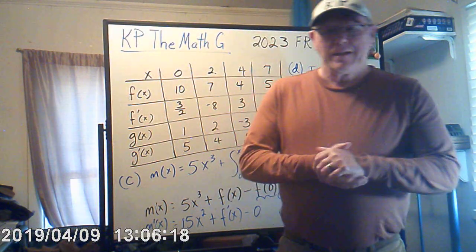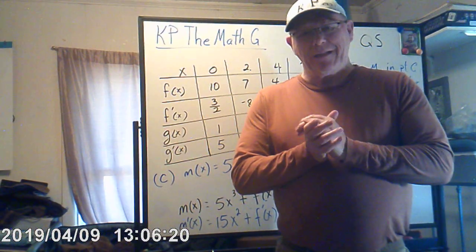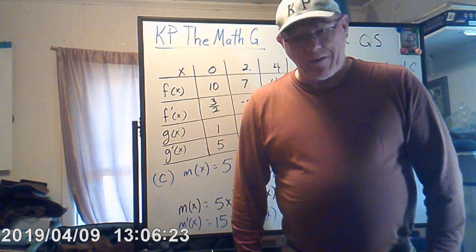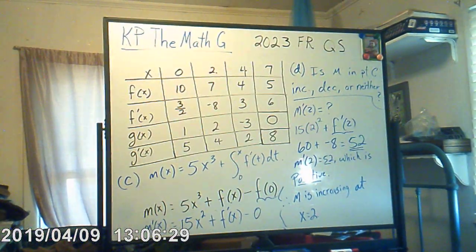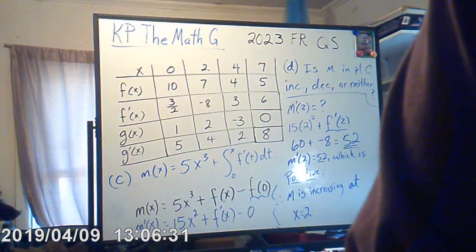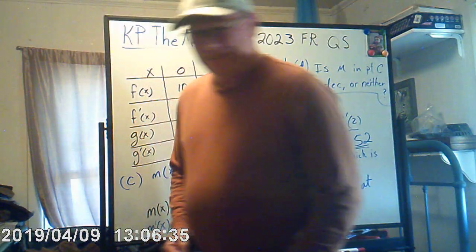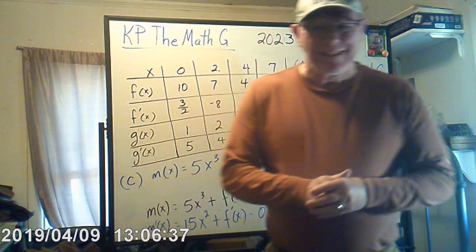So anyway, this is KP the Math G. My wife just shut the door, and I don't know where that camera just went off to. Okay, yeah, it did kind of turn it a little bit. That's my wife. She's a good one.